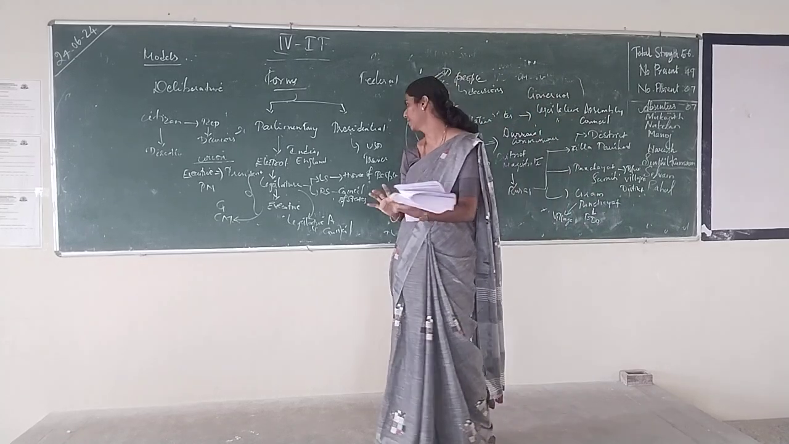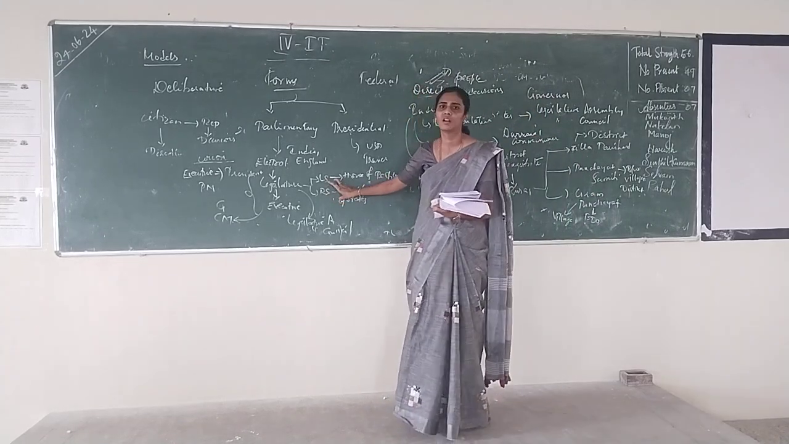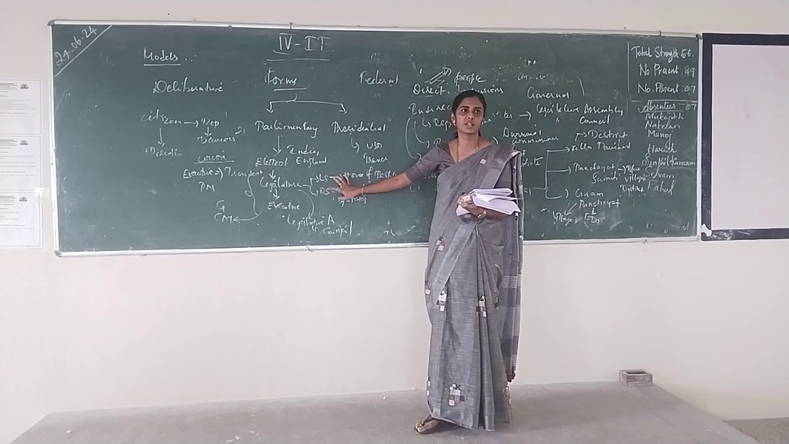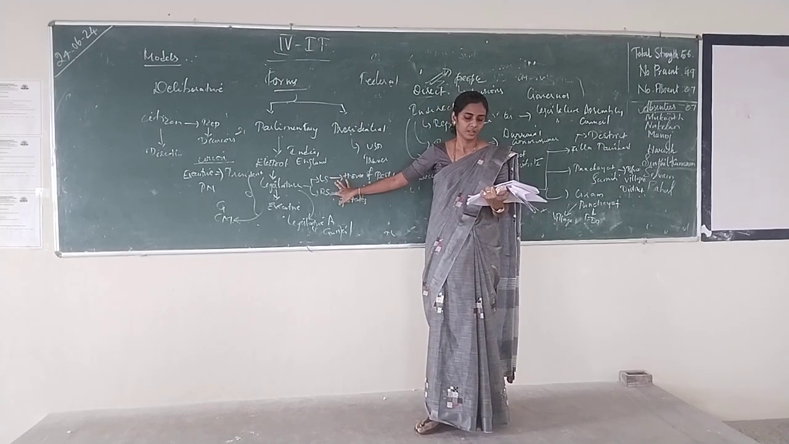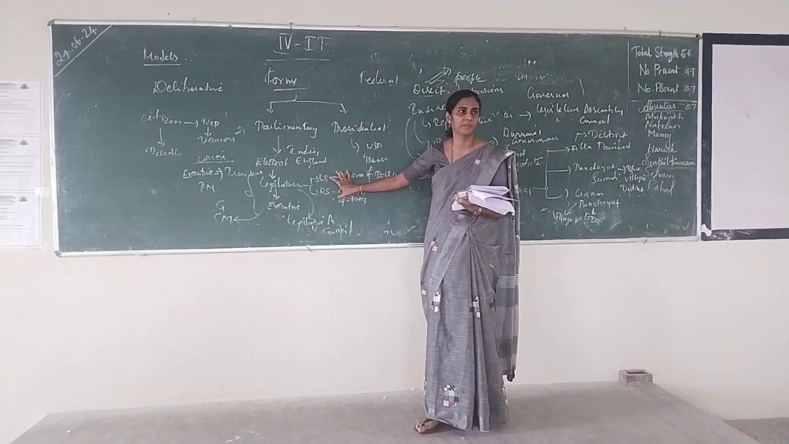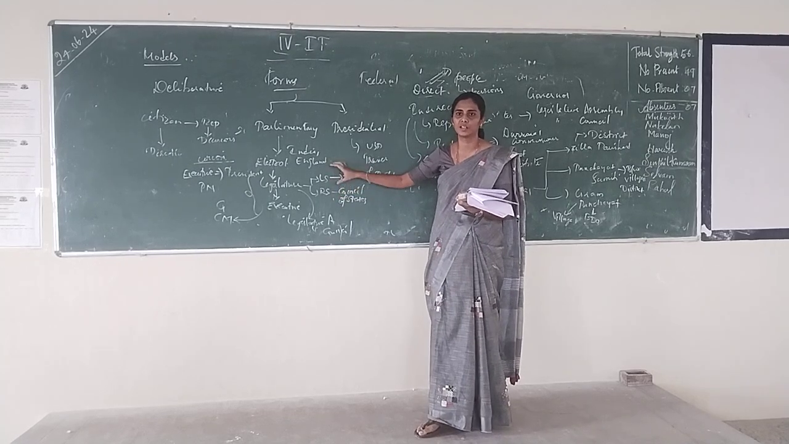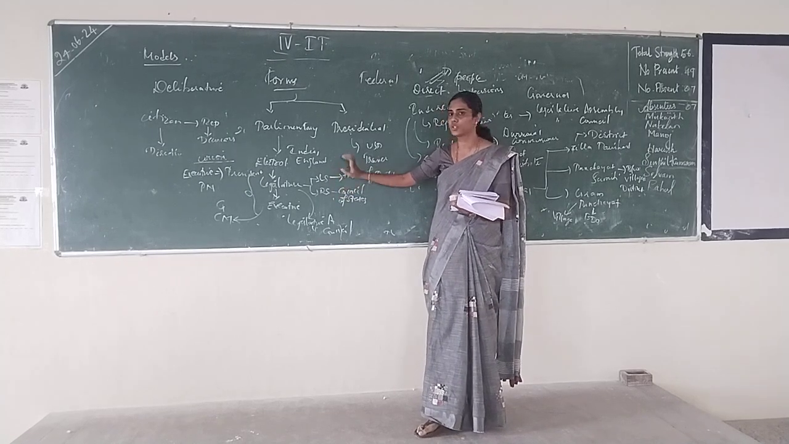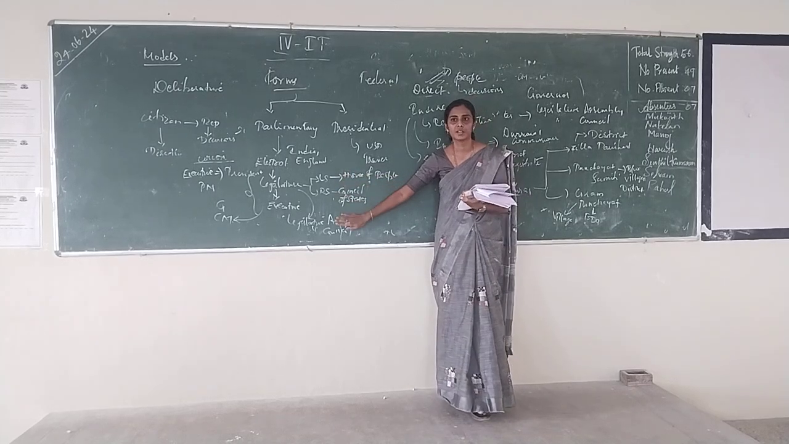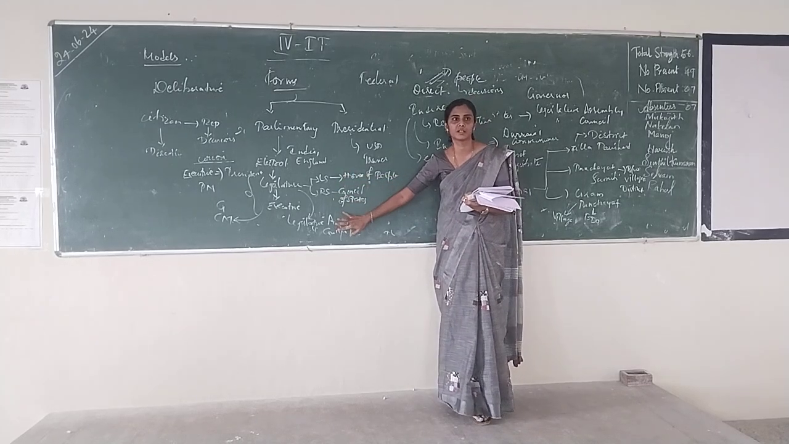The legislature has the Lok Sabha and Rajya Sabha. What is the main use of the Lok Sabha and Rajya Sabha? They are going to make new laws for the people. Who is going to implement these laws? The executive is going to implement those laws.